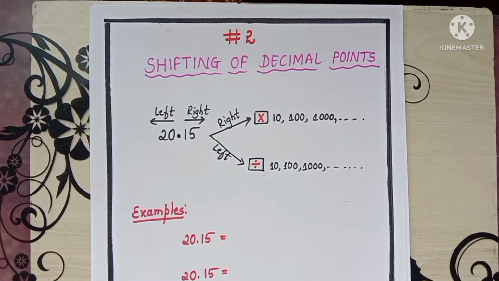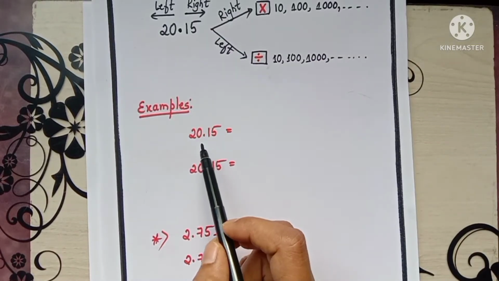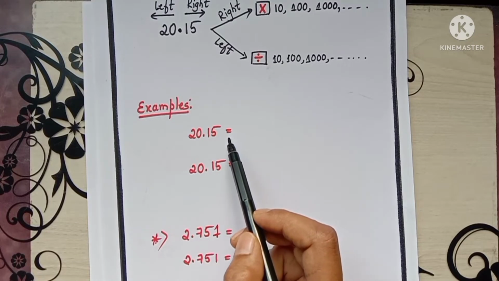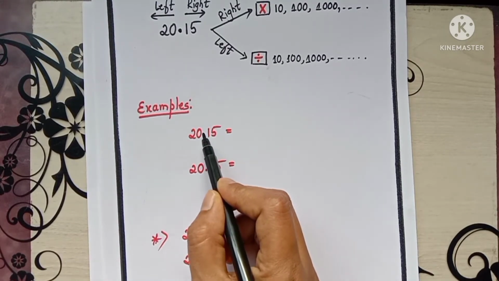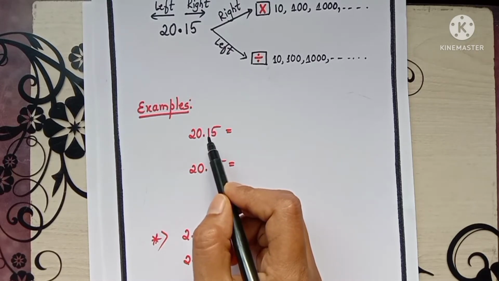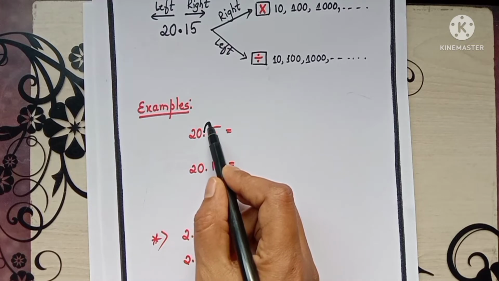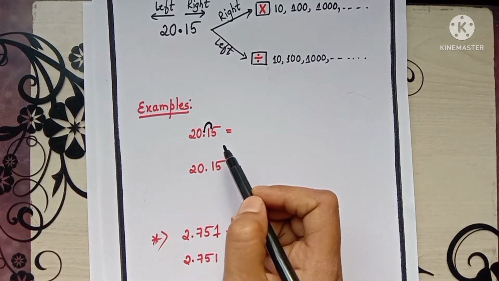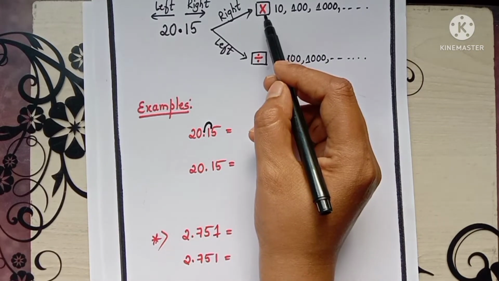So let us take an example. See here, I have taken 20.15. Now I want to shift this decimal point to the right side. Right side means after 1. I want to shift this decimal point to the right side, here after 1. This means what I have to do? It means I have to multiply.